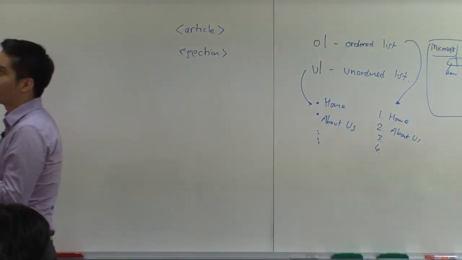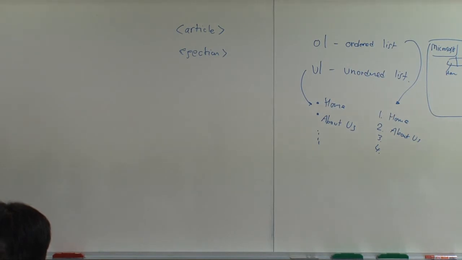Well, I want you to first take a look at these two examples. Okay, we have two different examples. One, we have an article that is composed of two sections, while here, you have one section that is composed of two articles. So what's the difference between them then?